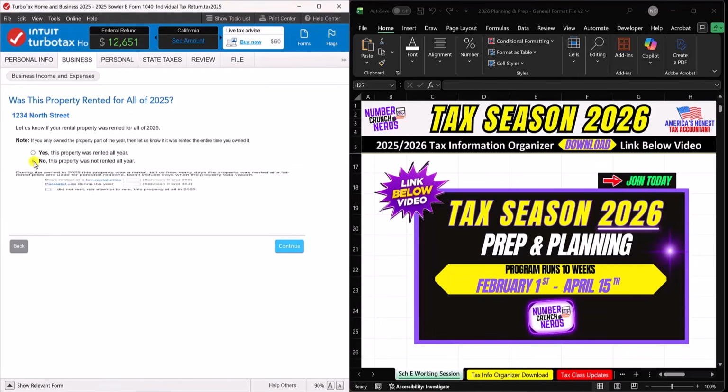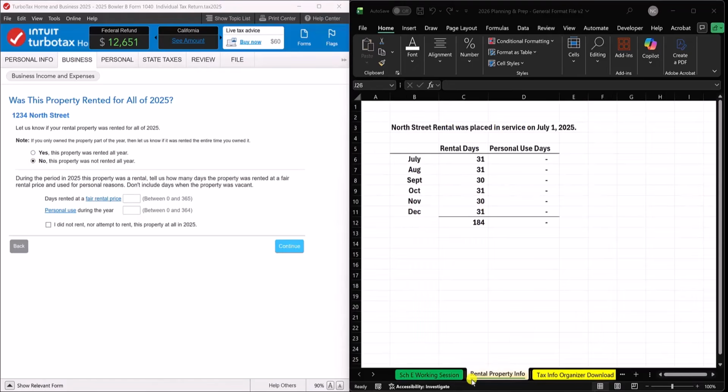We'll select no on that question. All right, so let's set up a rental property information tab here in our work papers. We're going to say that the North Street rental was placed in service on July 1st, 2025. Placed in service means you started to rent it out. So we're going to have rental days that go from July the 1st through December the 31st, 2025.